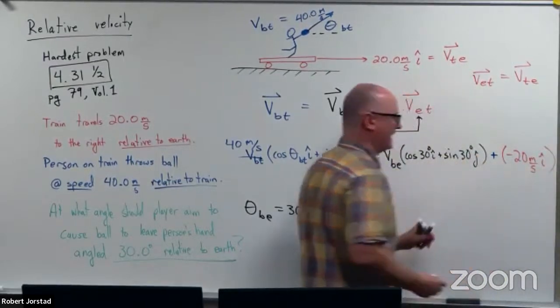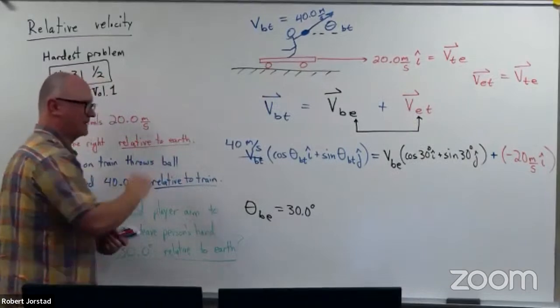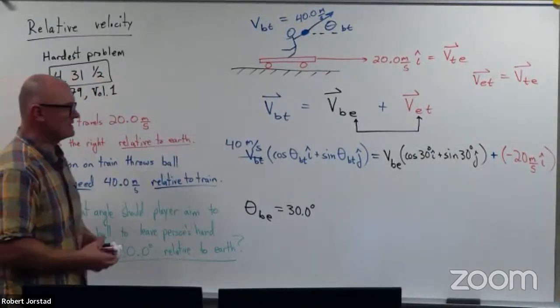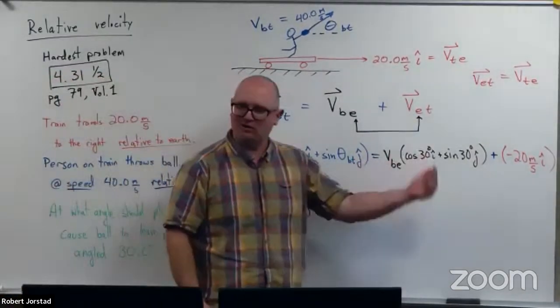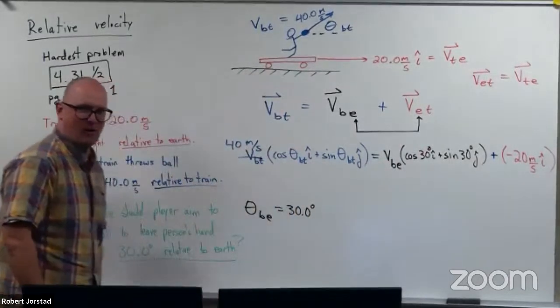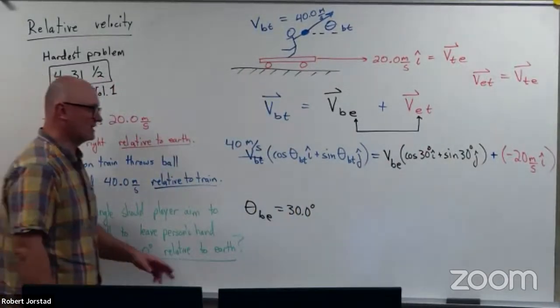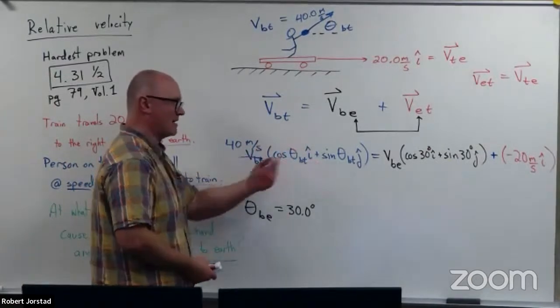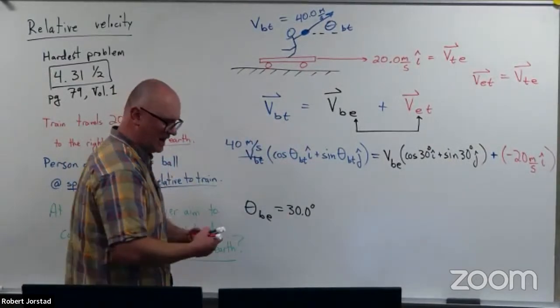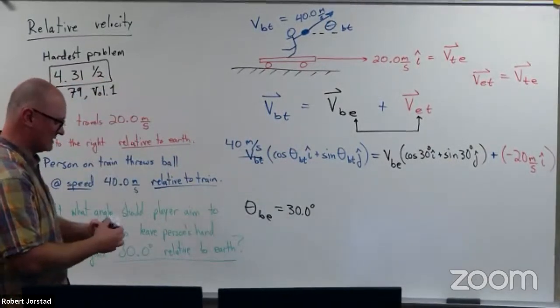I'm getting a little bit lazy with the sig figs just so I can fit this in here. At first glance, it looks like we have one equation, one unknown. However, we can actually set the I hat parts equal to the I hat parts and the J hat parts equal to the J hat parts to get two equations.